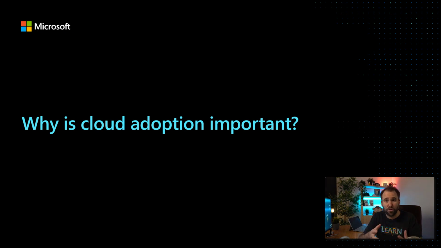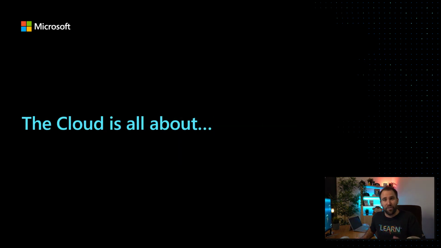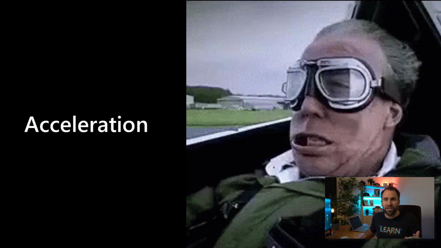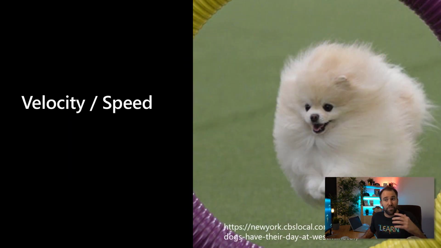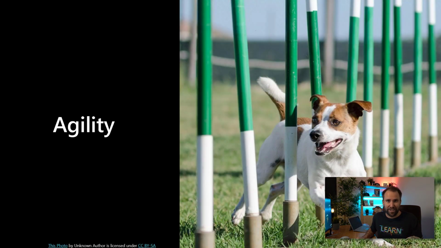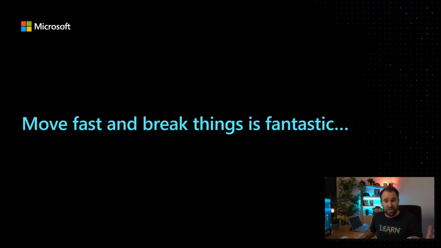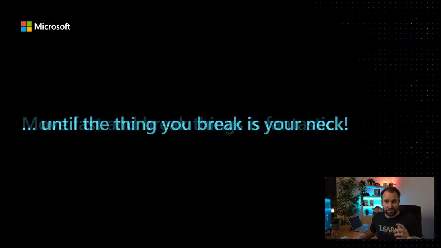Why is cloud adoption important? Why is cloud architecture important when we do cloud adoption? So when we talk about the cloud, usually the cloud is all about acceleration, speed, and agility, right? So we can really go out quickly, deploy new services. We can change things very, very quickly. And this is great, right? Moving fast and breaking things is fantastic. Until the thing you break is your neck, right?